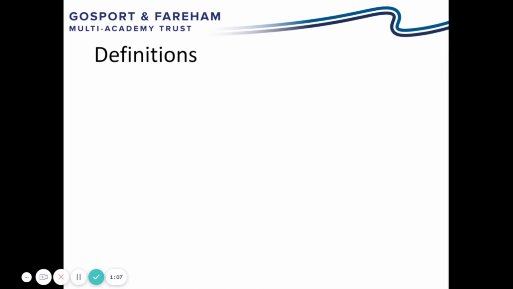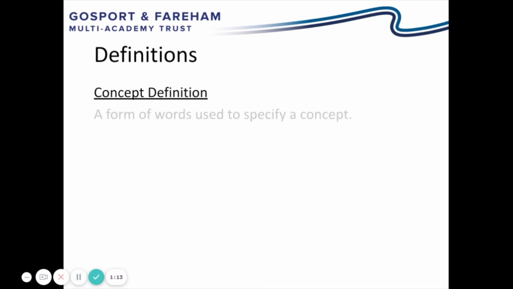It is also important to define what is meant by these terms. A concept definition is a form of words used to specify a concept, and a concept image consists of all the cognitive structure in an individual's mind that is associated with a given concept.